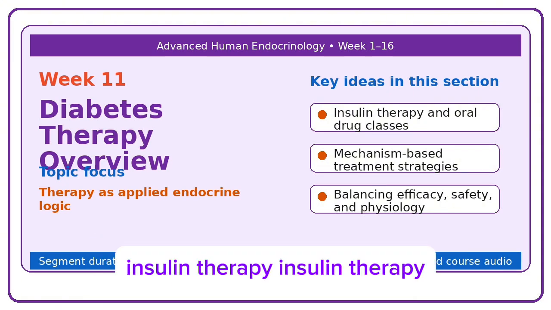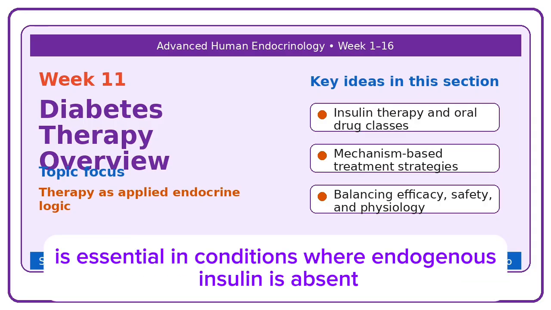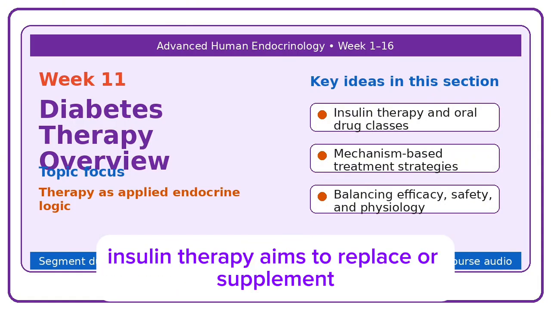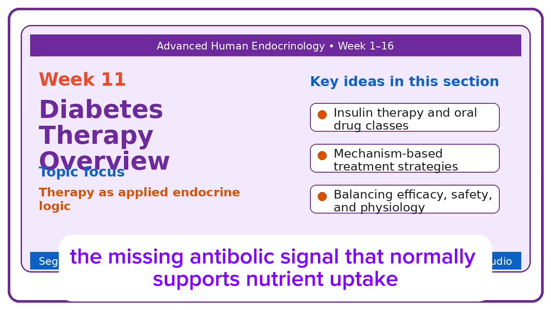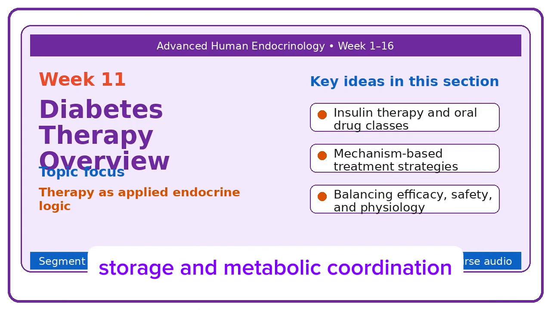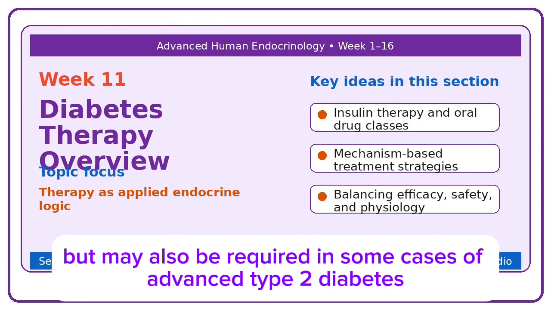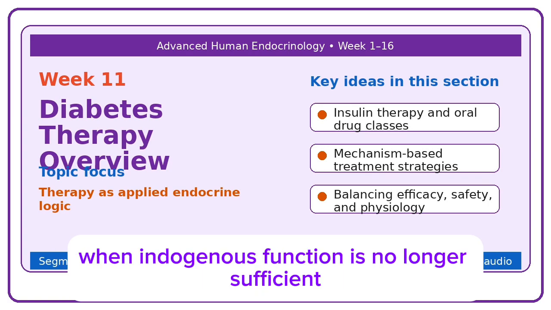3. Insulin therapy. Insulin therapy is essential in conditions where endogenous insulin is absent or clearly inadequate. Physiologically, insulin therapy aims to replace or supplement the missing anabolic signal that normally supports nutrient uptake, storage, and metabolic coordination. Insulin is especially central in type 1 diabetes, but may also be required in some cases of advanced type 2 diabetes when endogenous function is no longer sufficient.